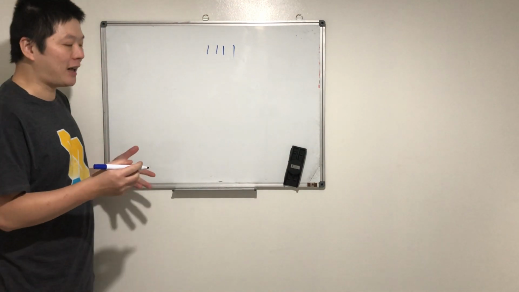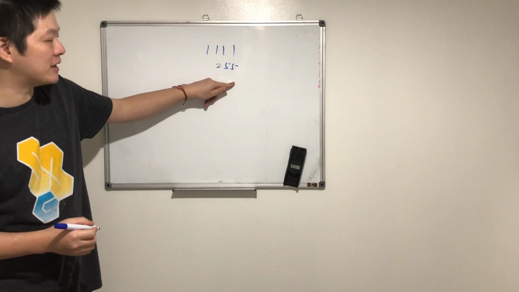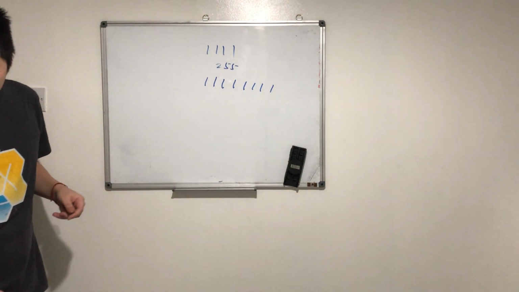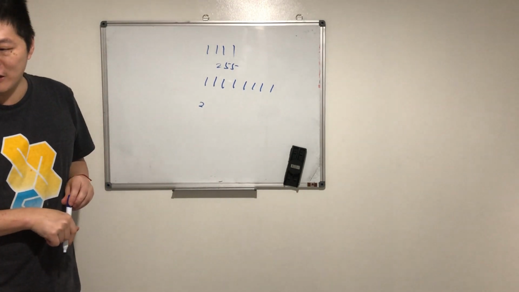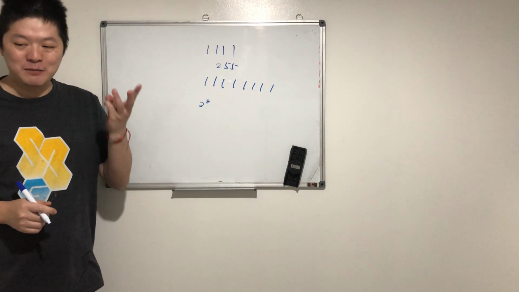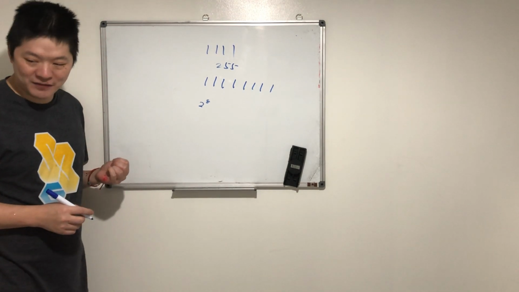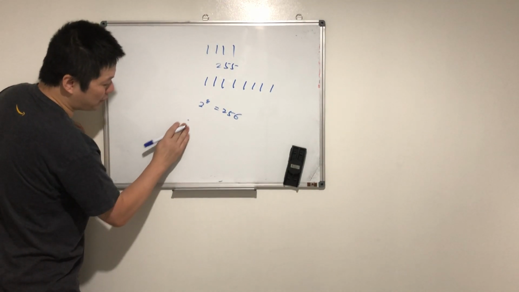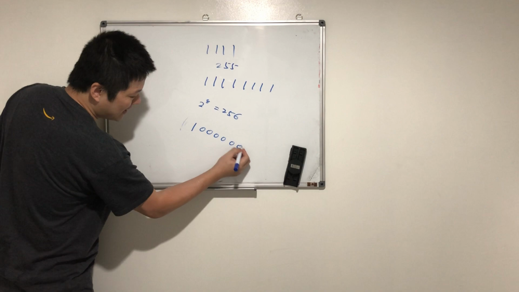For example, 255 in decimal is 3 digits, but in binary that would be 8 ones. How do I know? Because 2 to the power of 8: 2 times 2 times 2 times 2 equals 16, and 16 times 16 is 256. So 2 to the power of 8 is 1 followed by eight zeros in binary, which is 256.